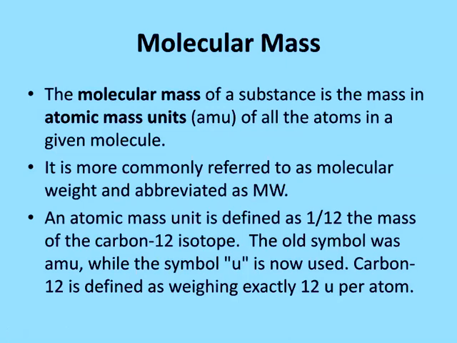An atomic mass unit is defined as 1/12 the mass of the carbon-12 isotope. As we had already discussed, the old symbol was AMU, while now we are using only U as the unified unit for atomic mass. Carbon-12 is defined as weighing exactly 12 U per atom. And as the molecular mass is the sum of the atomic masses of atoms present in a molecule, therefore the unit of molecular mass also is either AMU or U.